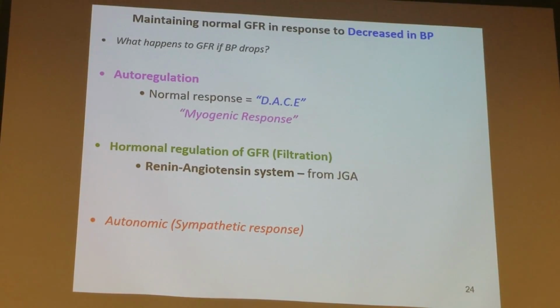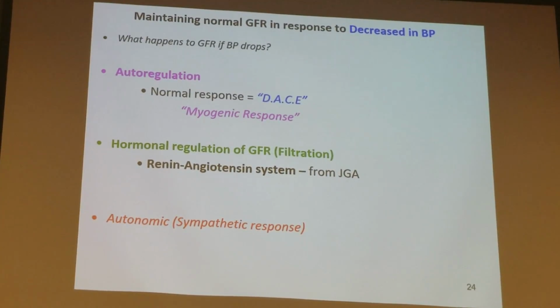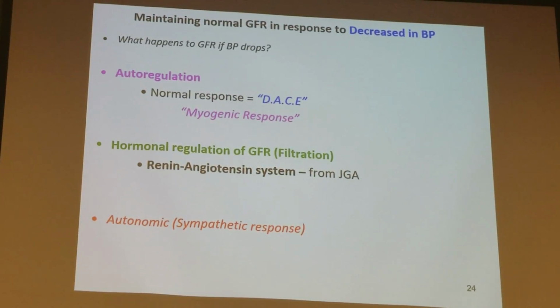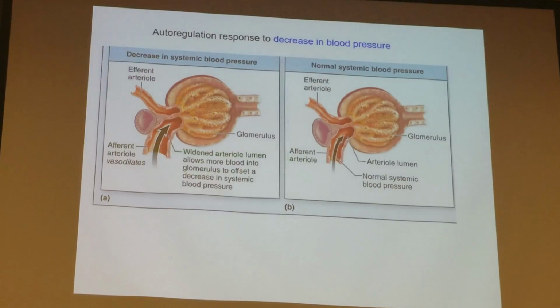If that doesn't work, after a day or so of trying to dilate the afferent and bring in more blood so I can increase my GFR, the hormonal system kicks in and says, all right, you had your chance. Now it's my turn. And we're going to do what's known as the renin-angiotensin pathway to cause an increase in GFR. So how do we do that?